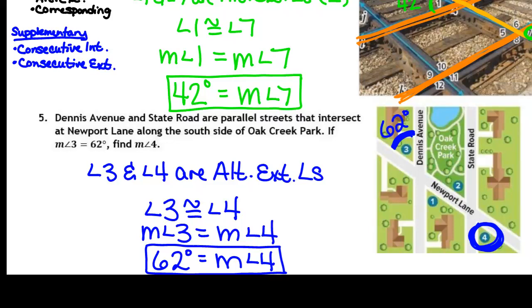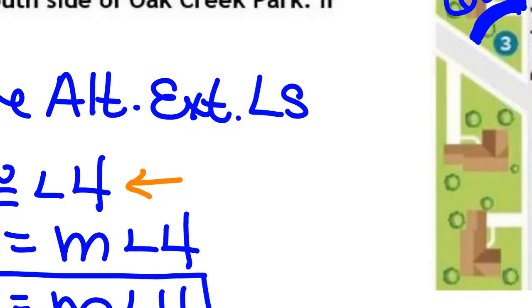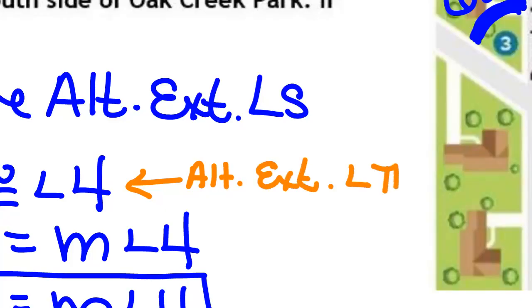That's okay, 62. We can make this statement here that angle 3 is congruent to angle 4 because of the alternate exterior angles theorem. If I was doing a proof, my reason for why I can say this is my alternate exterior angles theorem. If I know two angles are congruent, why can I say their measurements are equal?